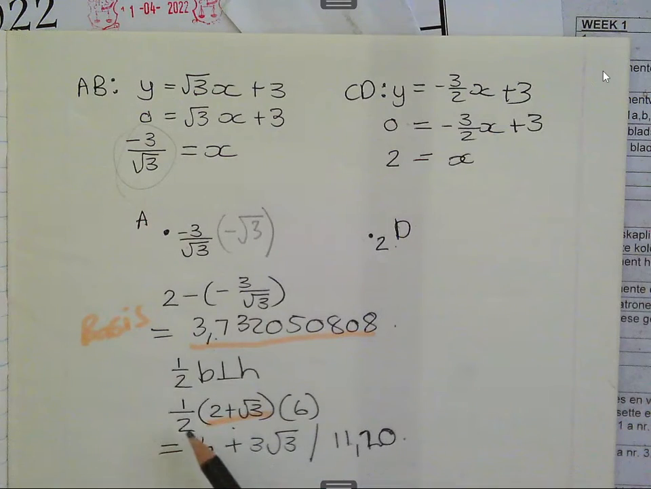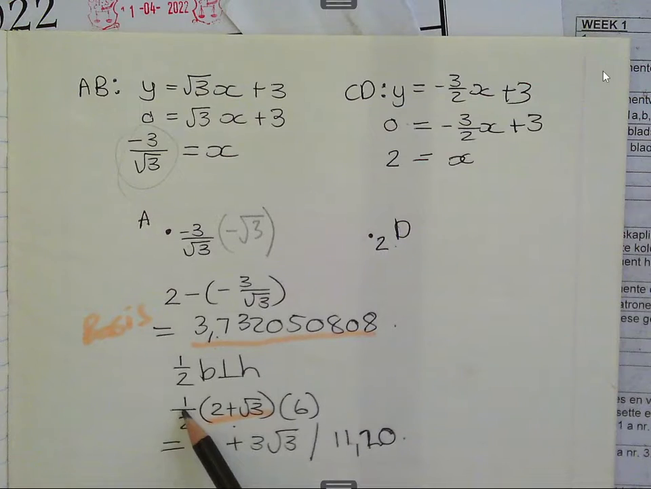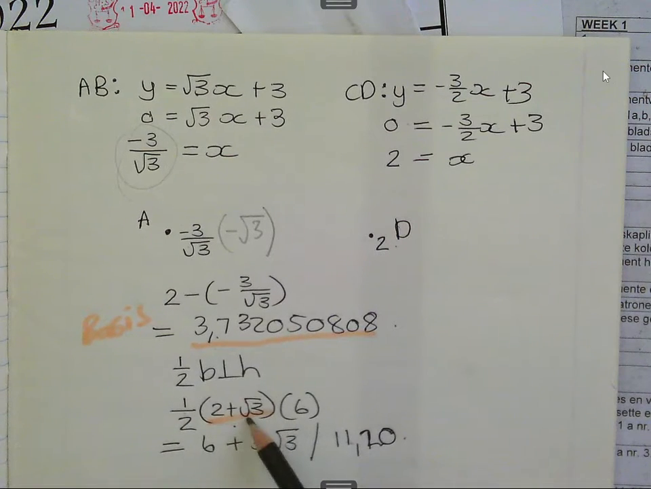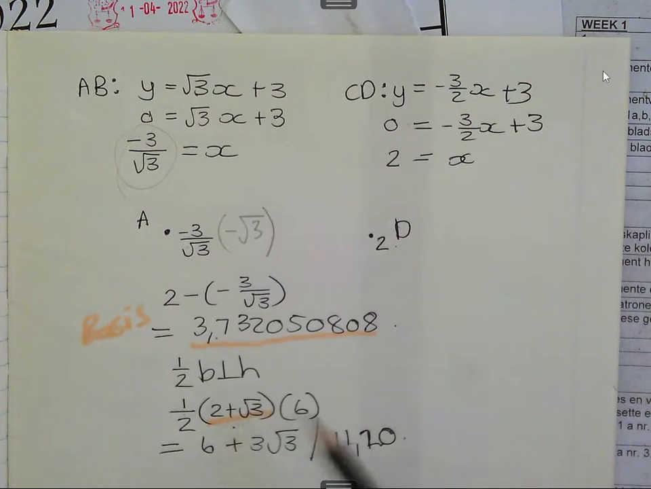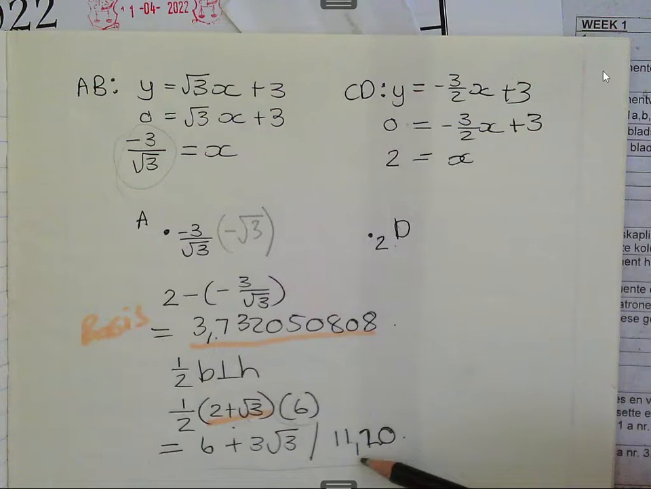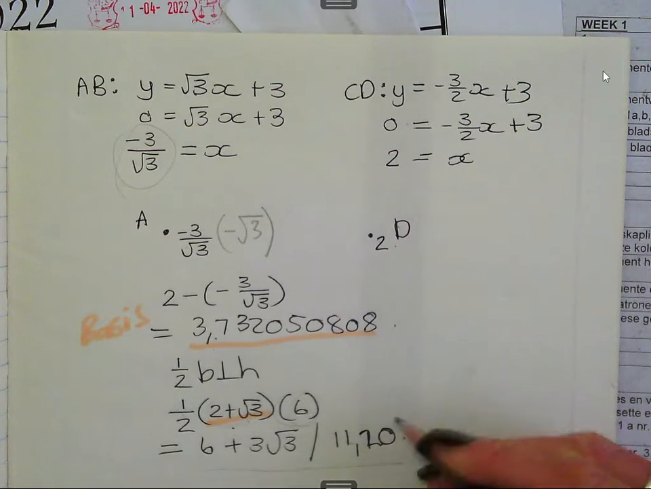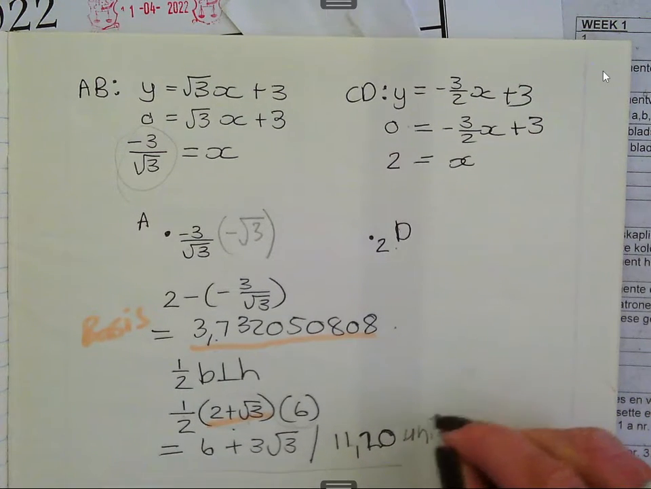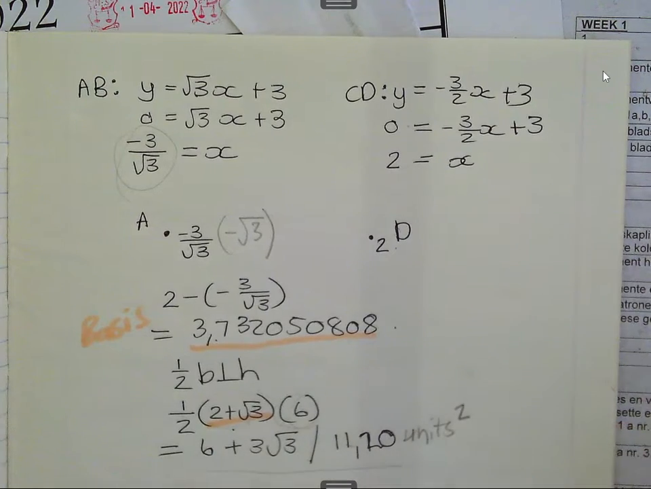So calculating the area, I would say a half times the base, which is 2 plus root 3, times the perpendicular height, which is 6. And then that's the surd form answer, that's the decimal answer. And then you would write units squared.